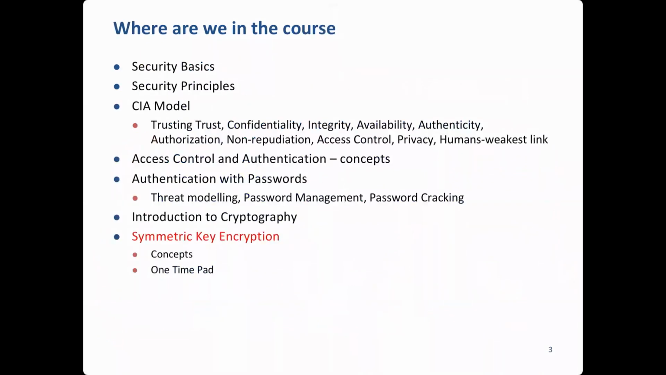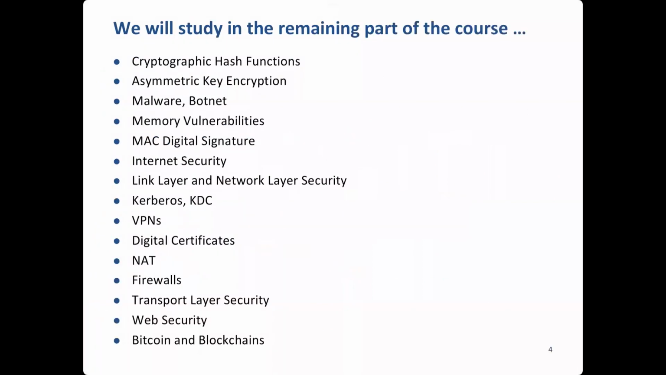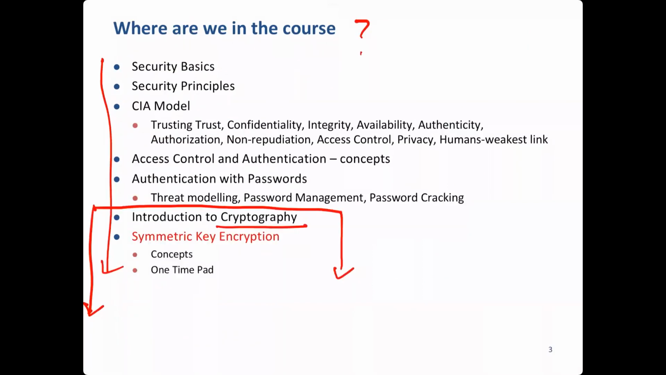Okay. All right. So where are we in the course? We have completed all these topics, and then we have entered a very important part of security, which is cryptography. In cryptography, we have seen there are essentially two kinds of encryption or crypto functions. One is symmetric, the other is asymmetric. We will study asymmetric later.